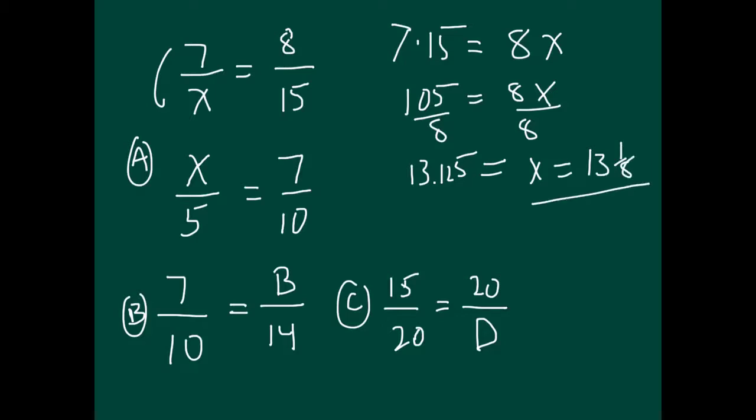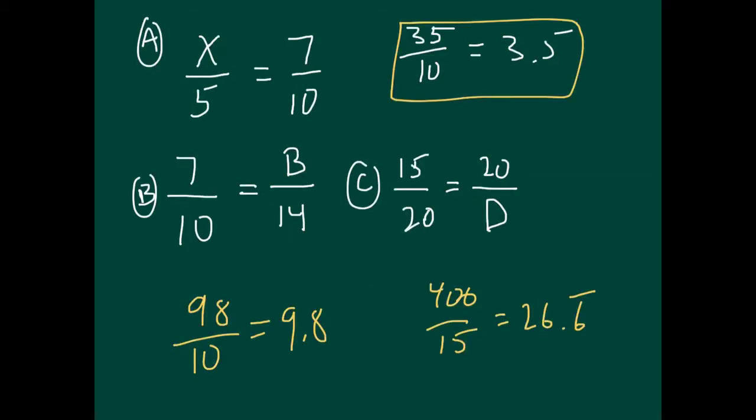Now, if I had not done it that way, I simply could have said, using the fish, 7 times 15 divided by 8. And that will also give me 13 1/8. Okay, so go ahead, do A, B, and C, and we'll check your results in a second.